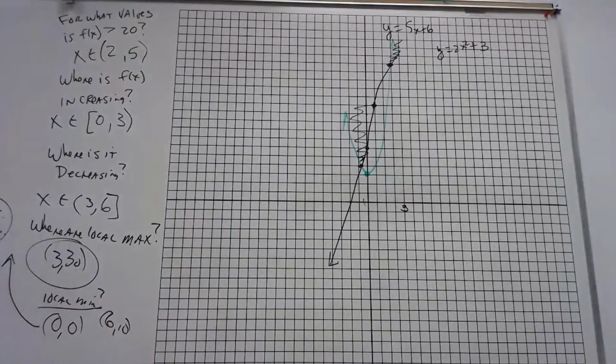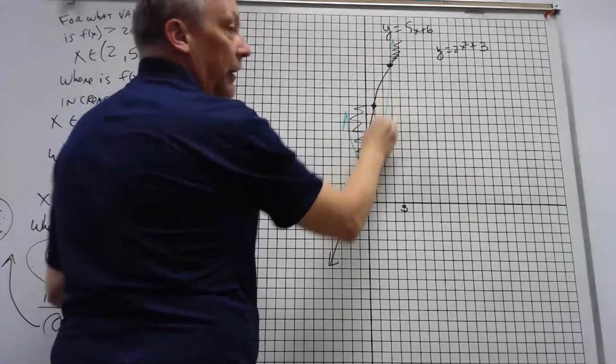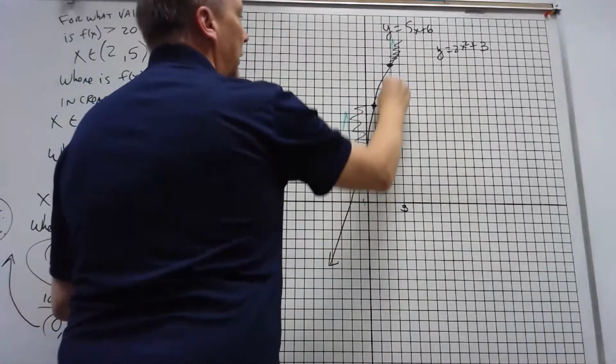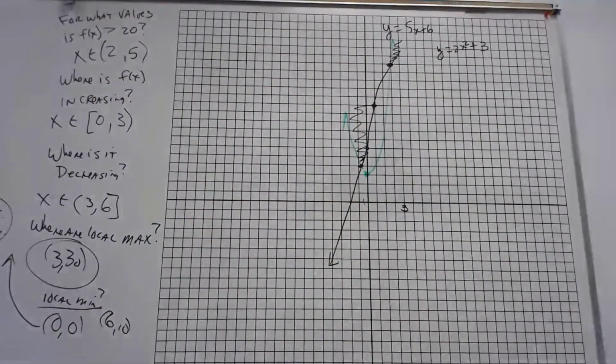You see that? And if it was a less than, I would shade this area here. Oh, yeah, we're on the video. I would shade this area here. Does that make sense?